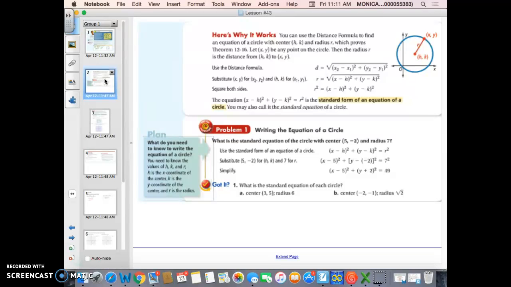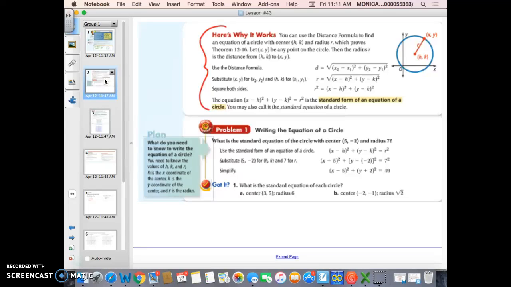Okay, if you're questioning why this turns out to be the case, this is kind of a proof right here that you can go through that shows you where they derived the formula for the circle. It comes from the distance formula, which you know. I thought that was kind of interesting.